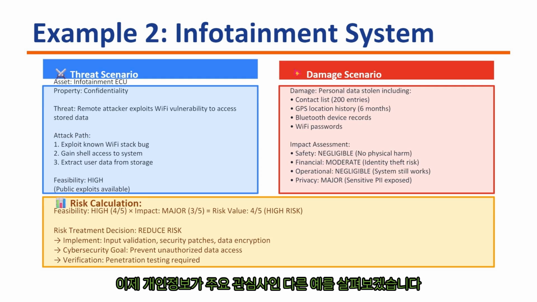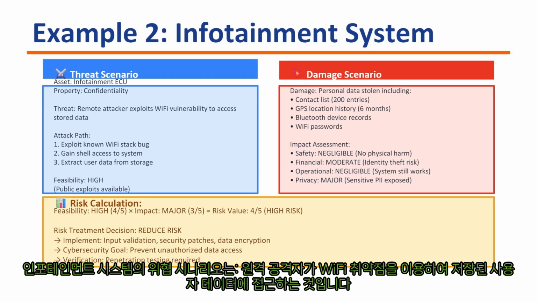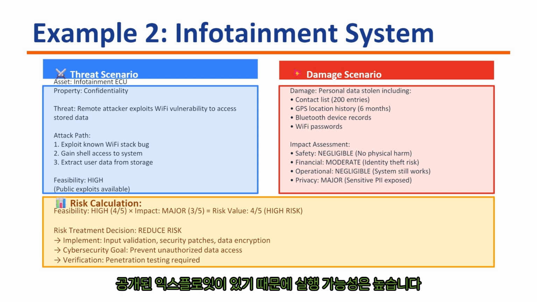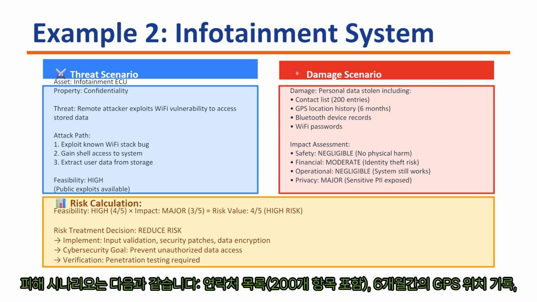Let's look at a different example where privacy is the main concern. For the infotainment system, the threat scenario is remote attacker exploits Wi-Fi vulnerability to access stored user data. The attack path is exploit known Wi-Fi bug, gain shell access, extract user database. Feasibility is high because public exploits are available. The damage scenario is personal data stolen, including contact list with 200 entries, GPS location history for 6 months, Bluetooth device records, and Wi-Fi passwords.